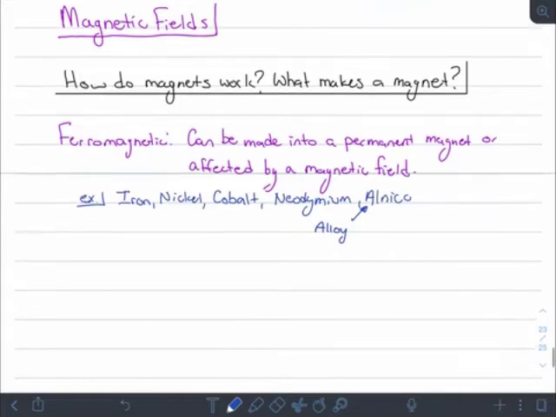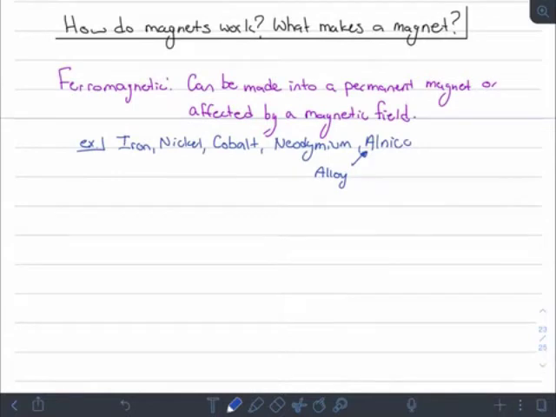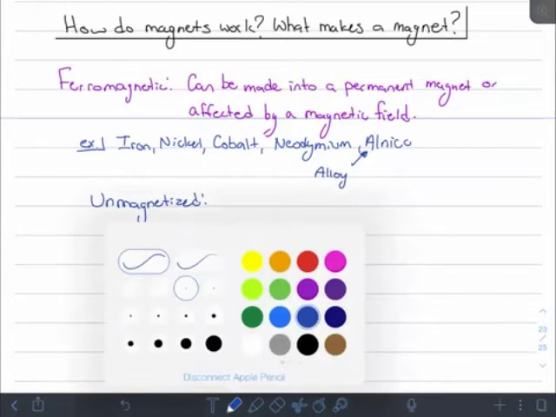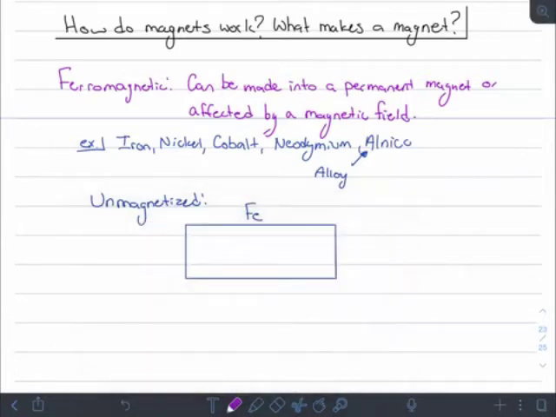So what allows these things to become magnets or to be magnetized? Well, let's look at an unmagnetized substance first. If we just look at regular old iron, if you take a piece of iron out of the ground, it's not going to be magnetized. And the reason for that is if this is a chunk of iron, what it has inside it are what are called tiny little magnetic domains.